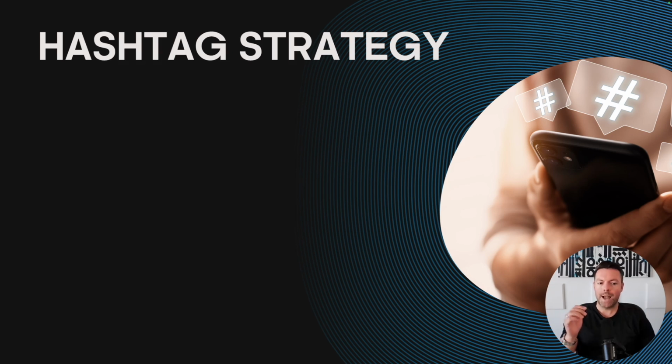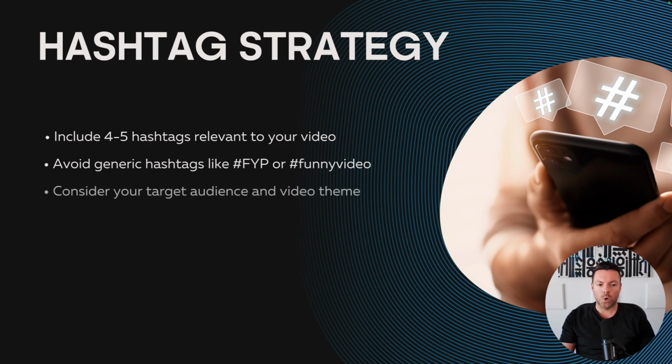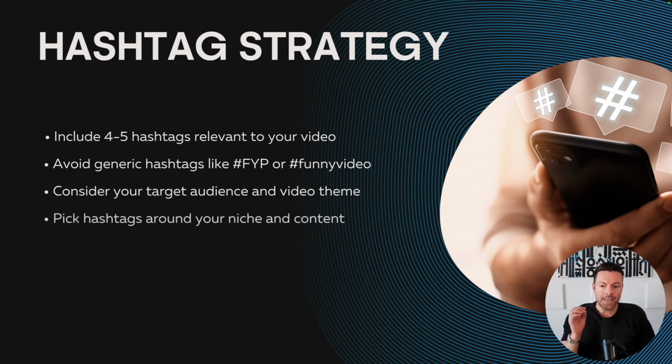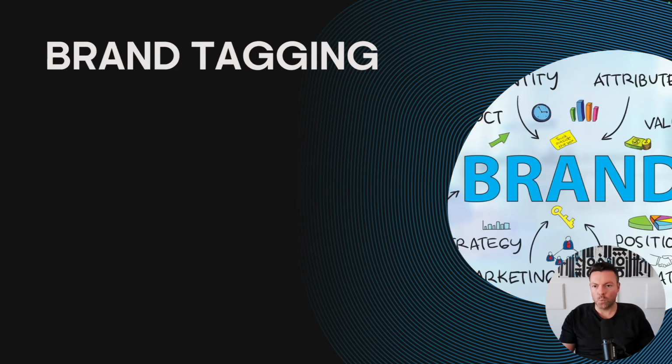Okay, let's talk about hashtag strategy now. Include 4 to 5 relevant hashtags to your video based on other big creators that had viral videos in your niche. What hashtags are they using? Use the same ones. Avoid the generic hashtags like hashtag viral, FYP, funny video, and all of that. Doesn't work well, right? Get super specific with hashtags in your niche and consider your target audience and video theme. Again, pick hashtags around your niche and content. This is so, so important, guys. Don't waste time on these bigger hashtags. Swap out some hashtags based on each video specifics as well.